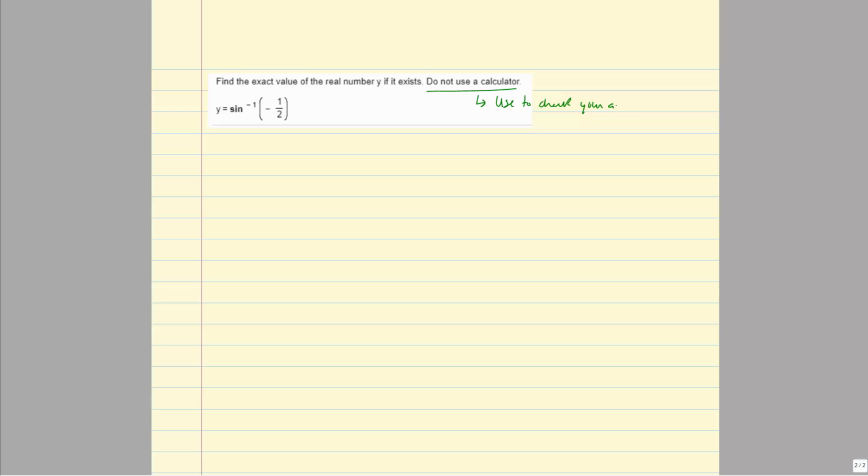Now a lot of these we won't be able to use our calculator on, but some we will be able to, so I'll show you how to use those as well. So first of all, what does this mean? Y equals inverse sine of -1/2.